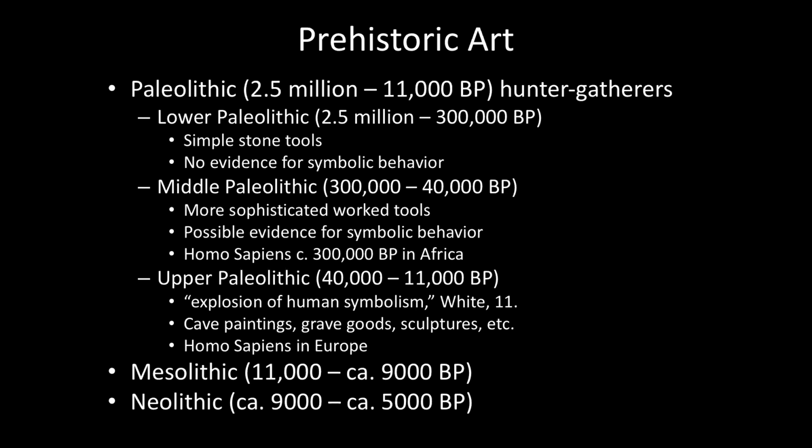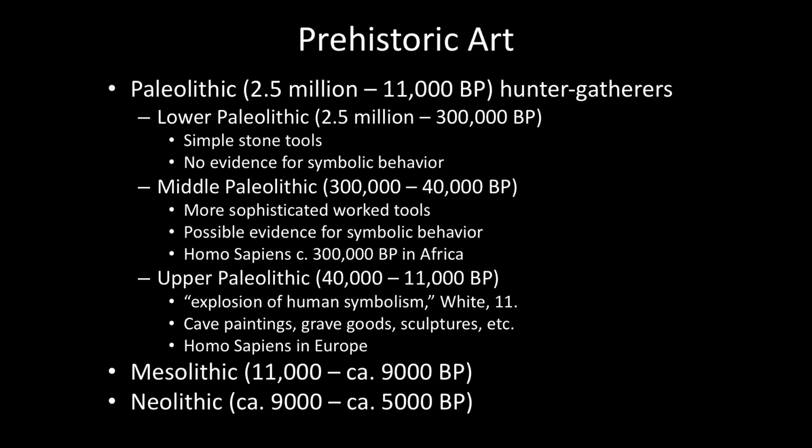So the way that paleontologists and anthropologists look at ancient humans in prehistory is they break it up into three different parts. The first part is the Paleolithic, the second part is the Mesolithic, and then the last part is the Neolithic. When we're talking about Paleolithic, we mean old stone. So they're talking about the old Stone Age.